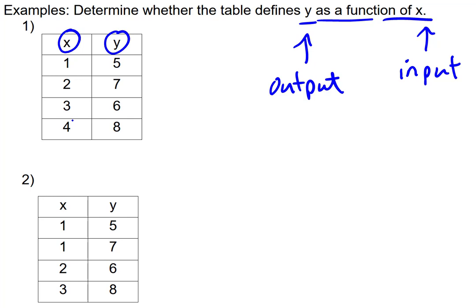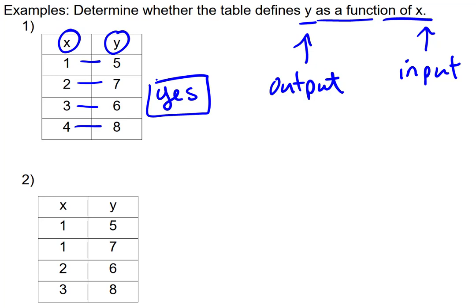Well, our definition said that every input can have at most one output. So you can scan through this chart quickly to find that any given input, such as 1, 2, 3, or 4, is only mapping to one particular number on the output column. And so we could say, yes, this does meet the definition of a function.